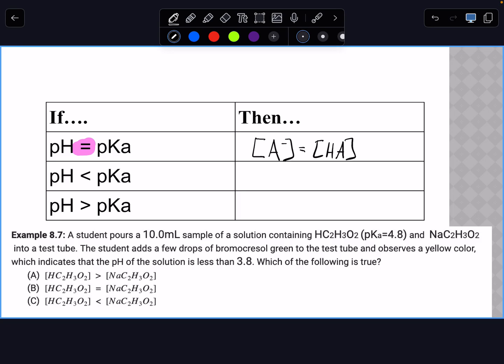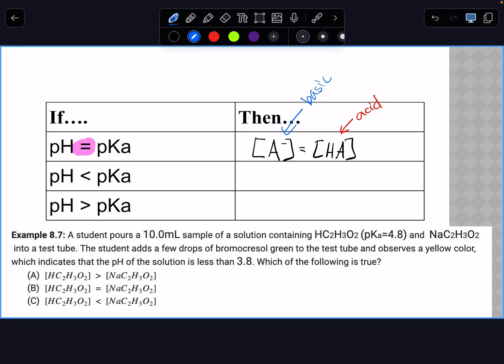Now, of these two things floating around, the HA is kind of the acid part of the buffer, right? Because HA is the weak acid, while A minus is the basic side of the buffer because it's the conjugate pair.